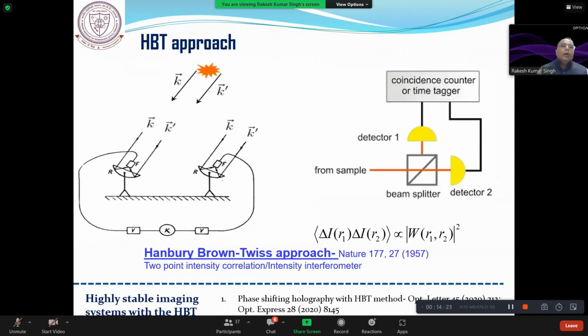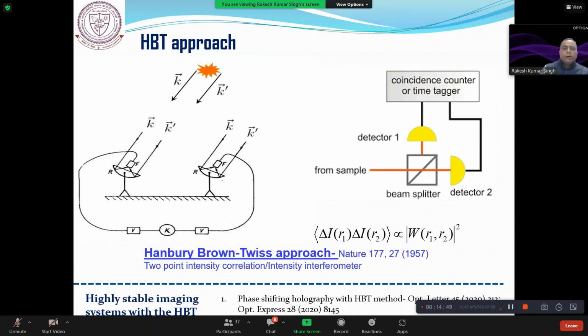In terms of characterization of light, what we call the Hanbury Brown-Twiss approach, or intensity correlation, is a very interesting method. Apart from that, lower order interferometers are also useful, but in this talk I will mainly concentrate on the intensity interferometer, intensity correlation and then polarization correlation. So I'm skipping the lower order interferometers.